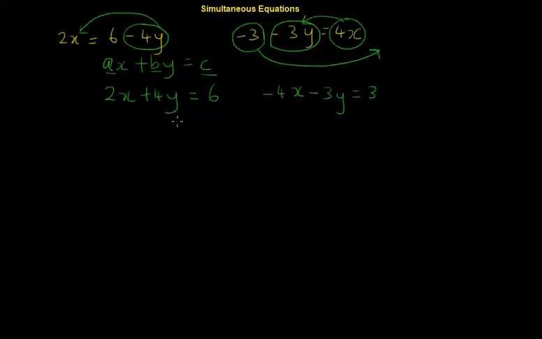Once we have that, we just go ahead and write one on top of the other. So I'm just going to write 2x + 4y = 6, and then we have -4x - 3y = 3. Okay, so we are now going to start looking at the coefficient of the x. The aim is to have the same coefficient of x. So at the moment we don't. One is 2 and one is 4.